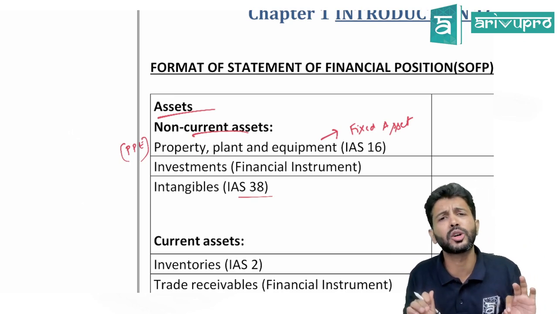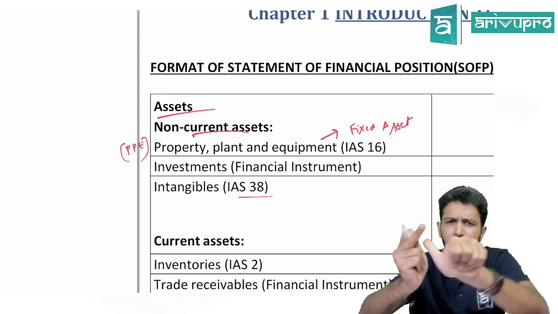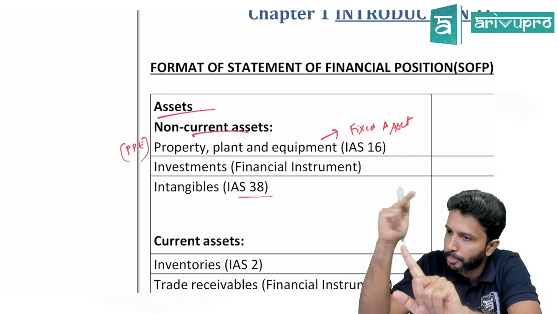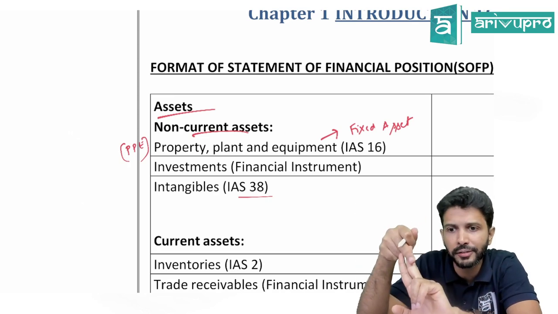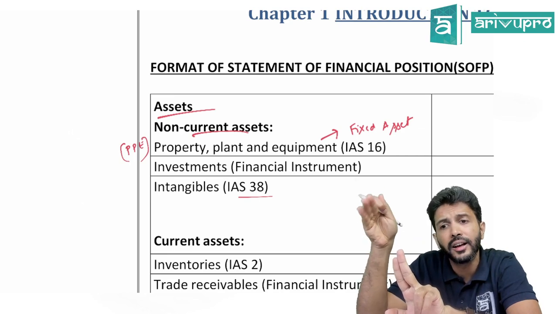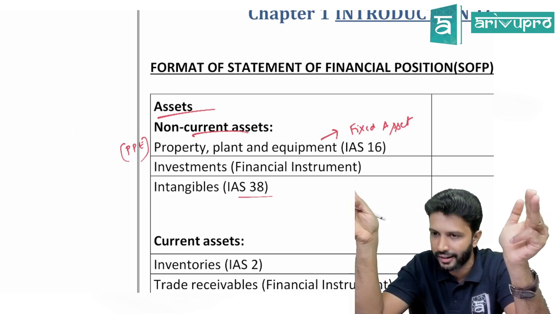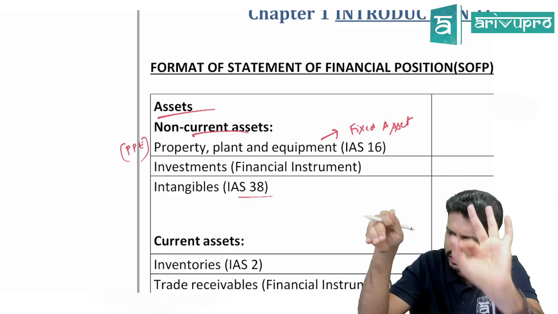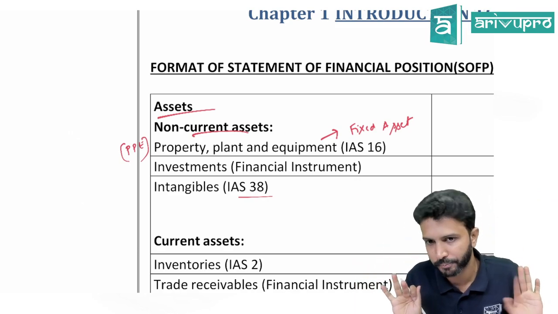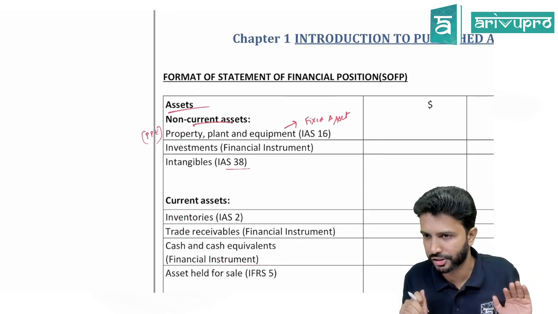For now, as I told you, it's only a surface-level understanding of how the format of the balance sheet looks, how the format of P&L will look, how SOCI will look. SOCI means statement of changes in equity. And how other comprehensive income, OCI, looks. That's all we are trying to learn from this topic. Don't worry, we have enough questions where we'll be solving all the balance sheets.